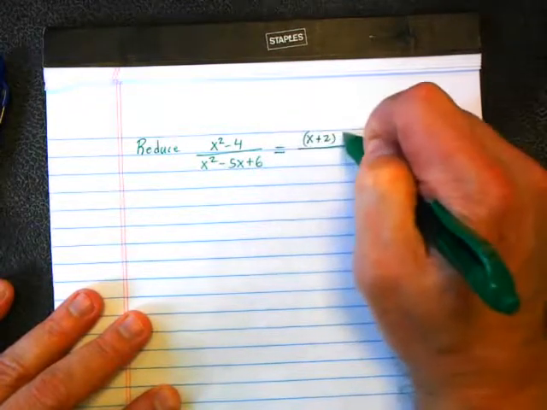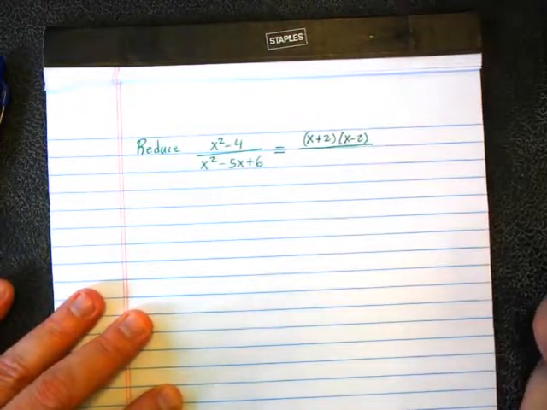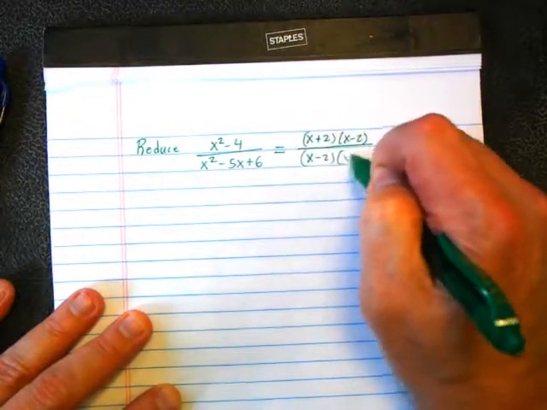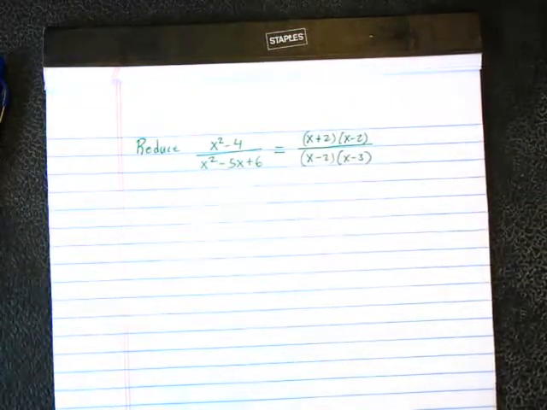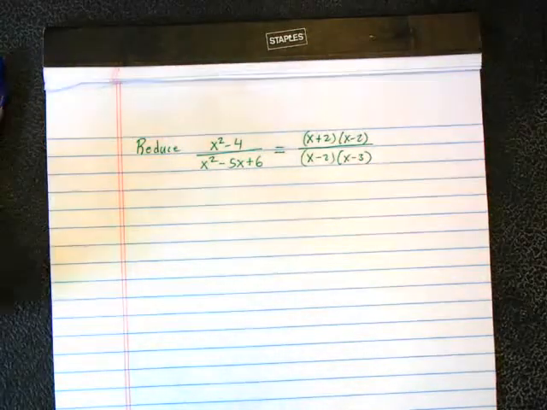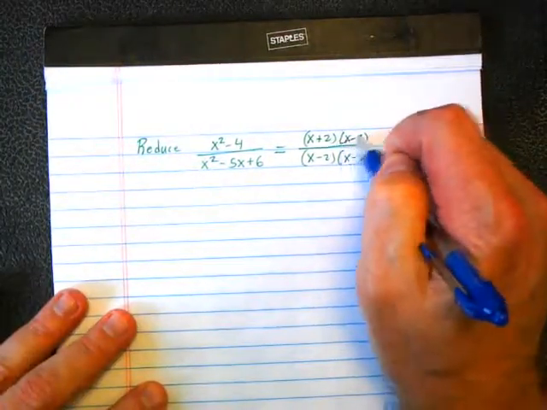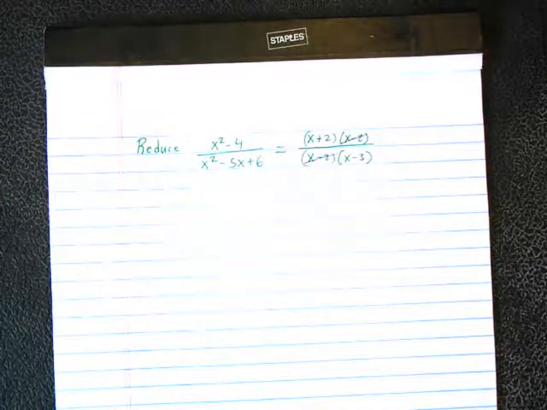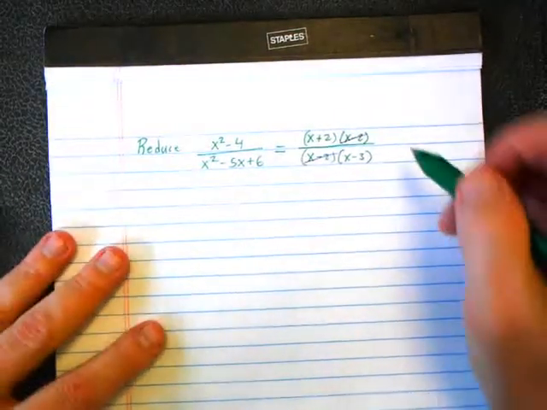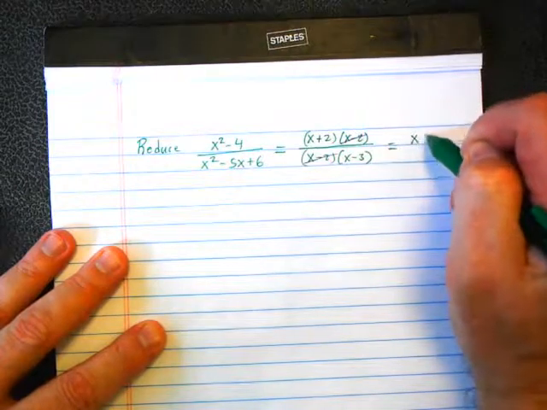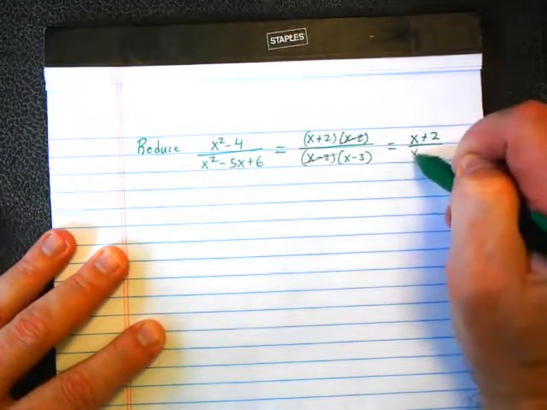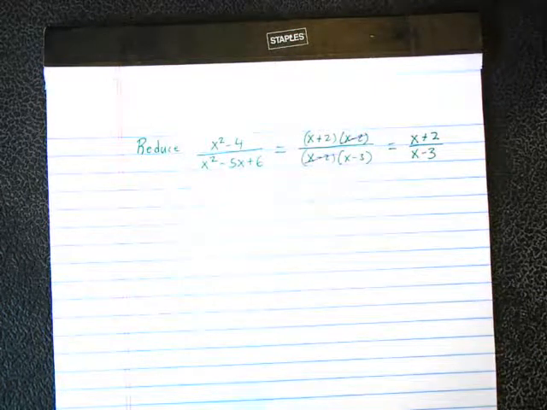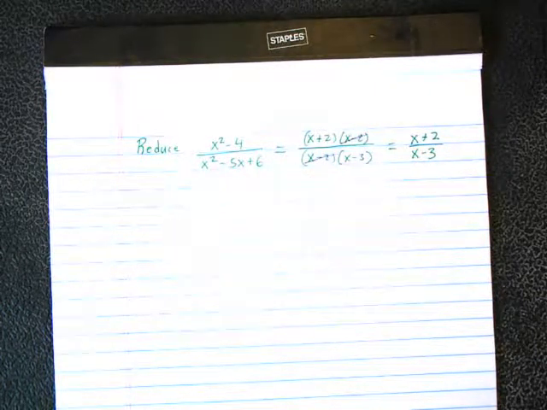X plus 2 and X minus 2. Factor the bottom for me. X minus 2 and X minus 3. Are there any common factors? Yeah, now there are common factors. They're factors because they're connected by multiply to other things. So those reduce out. And our final answer would be X plus 2 over X minus 3. Questions on that?